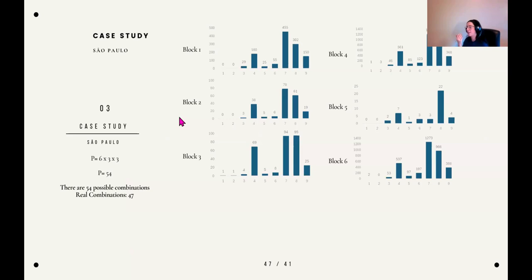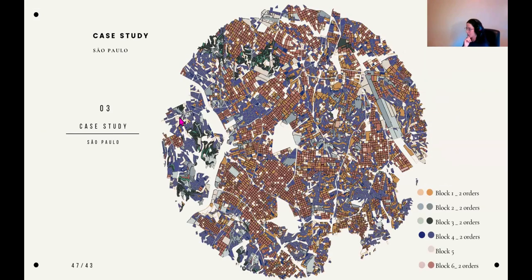So as we have 6 pre-block clusters, we also have here the 6 histograms with the possible combinations found in each block. So again, we have the most frequent ones represented in red, and the ones which are not frequent or do not happen at all in blue. Based on that, we can again establish orders. So the most frequent ones are order 1, and the least frequent ones are order 2.